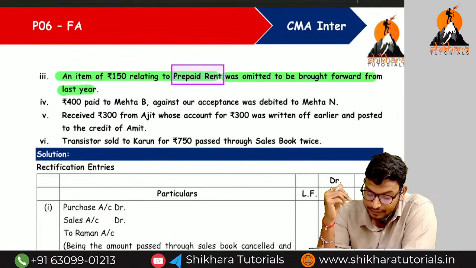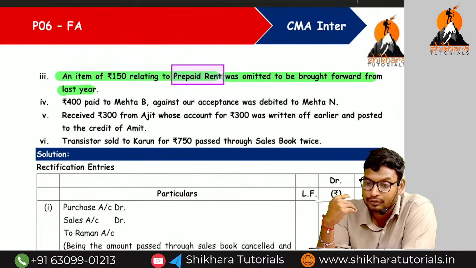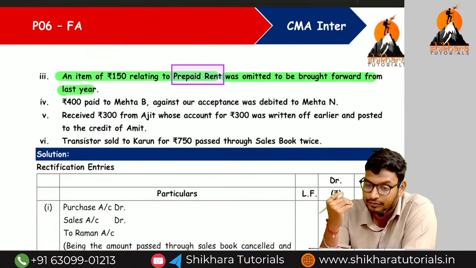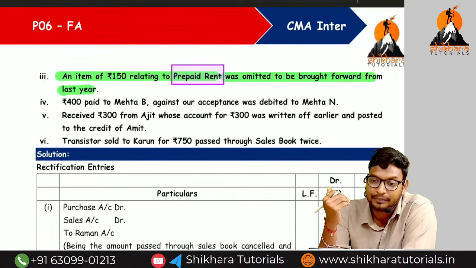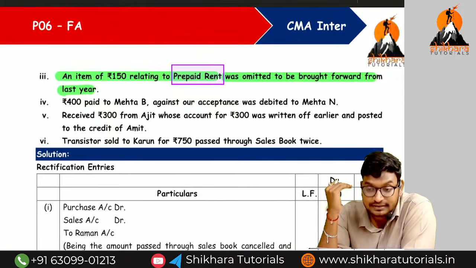Now we are bringing it forward, so the asset balance will increase. So what is the entry we need to write straight away? Prepaid expenses account debited to suspense account.